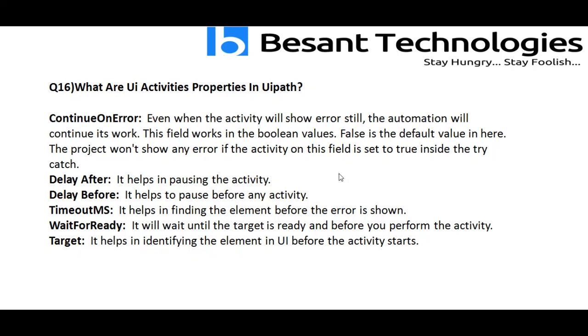And the next property is wait for ready. It waits until the target element is ready. We have three options on this: none, complete, and interactive. None is no wait for ready. Complete is it completely waits for the target element to appear before you perform the activity. So this is the wait for ready property. Target is nothing but the UI element which we are identifying.